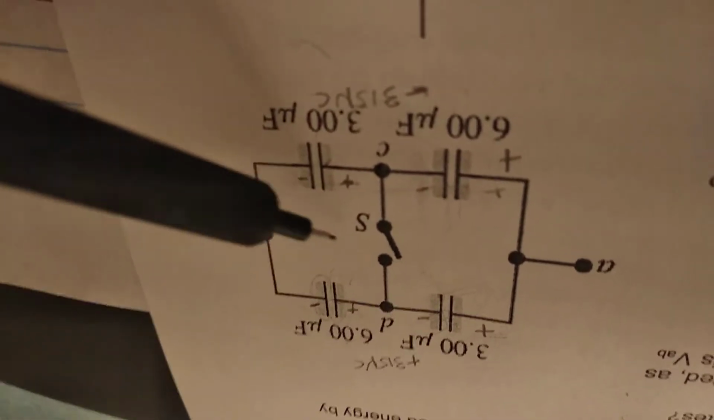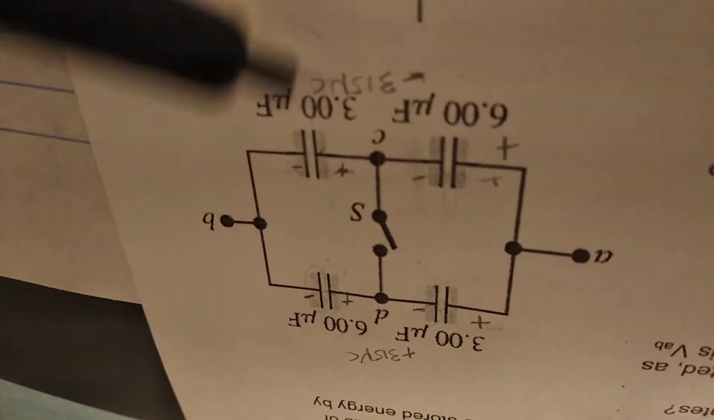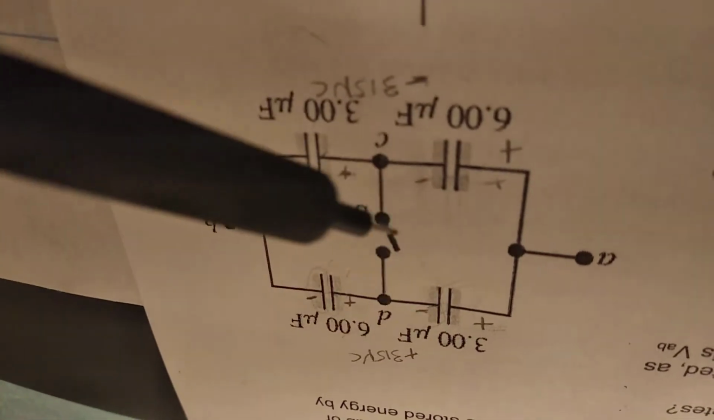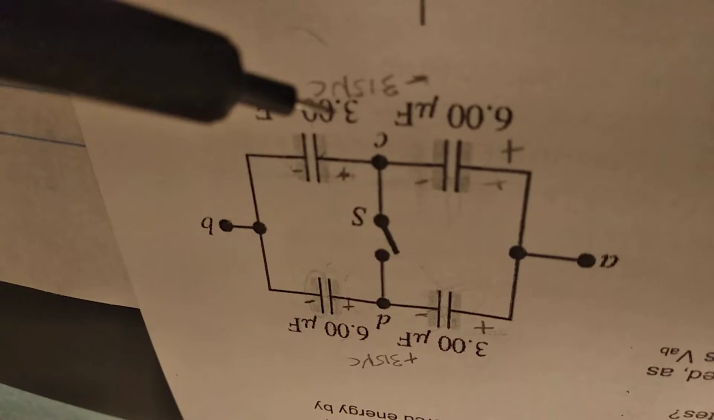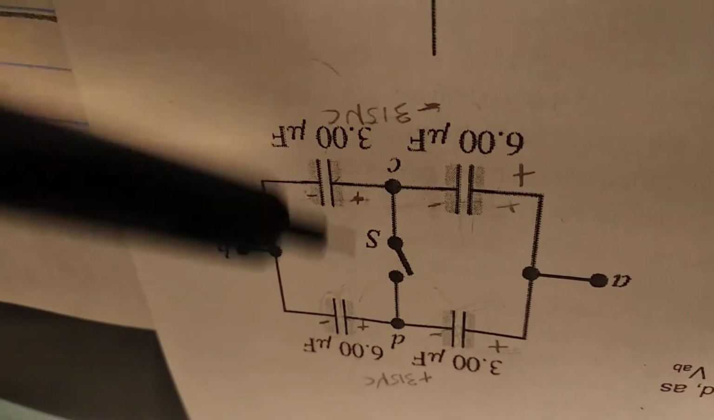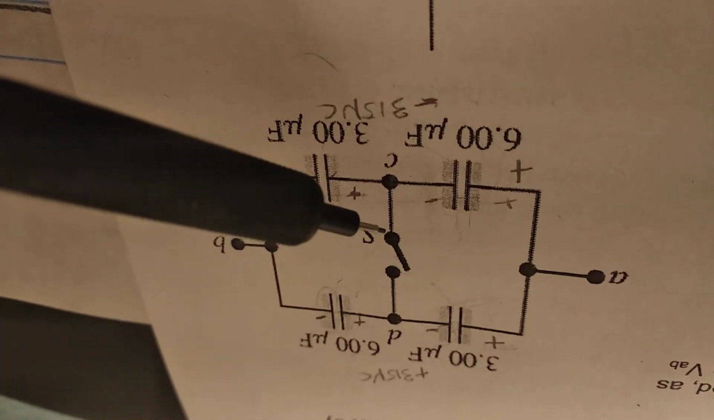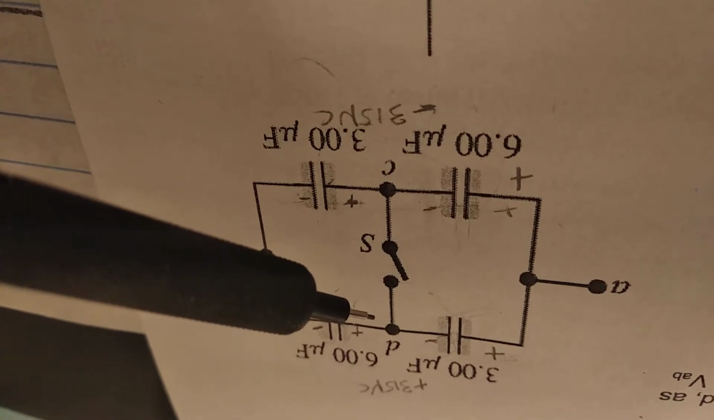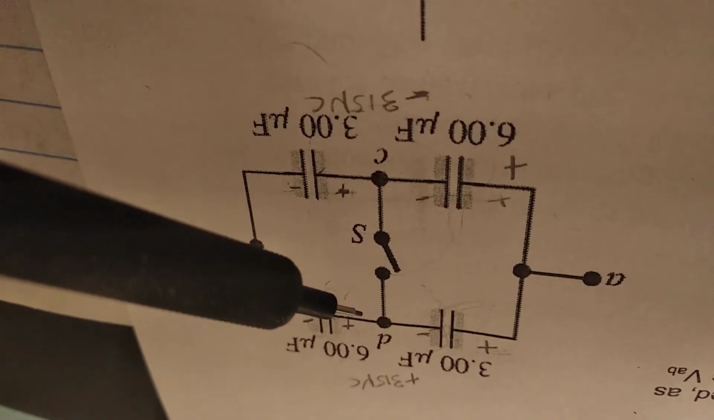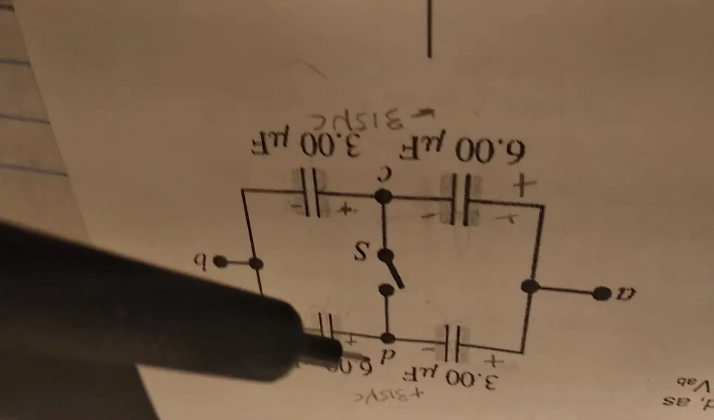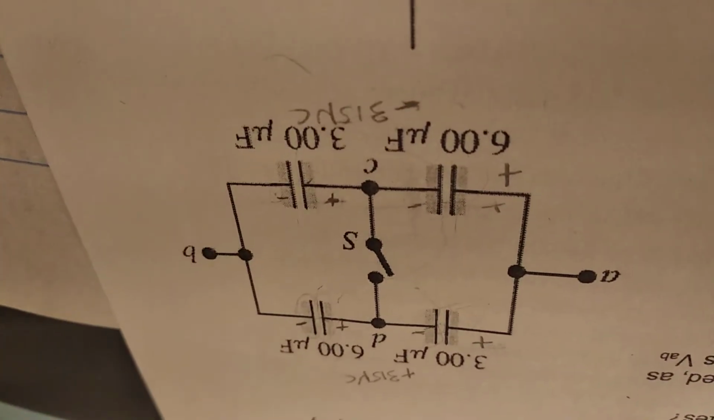So originally these plates start off with 0 charge, and now they have positive 315 and negative 315 microcoulombs. So how much charge has flowed through the switch? You might be thinking 730 microcoulombs, and that would be incorrect.